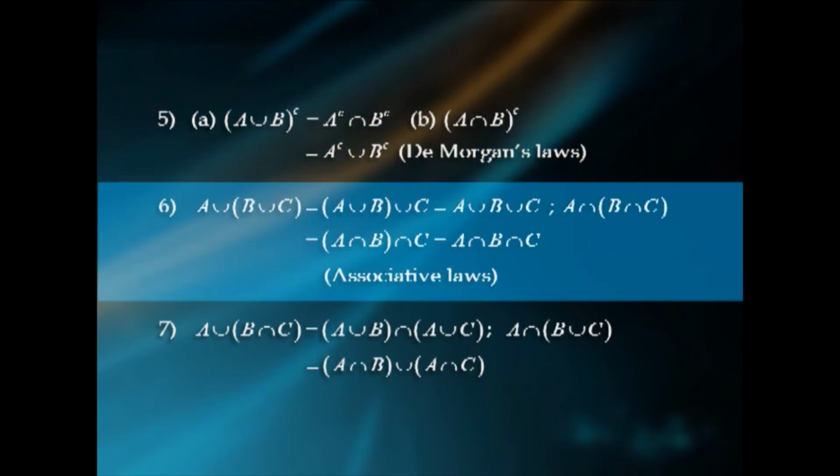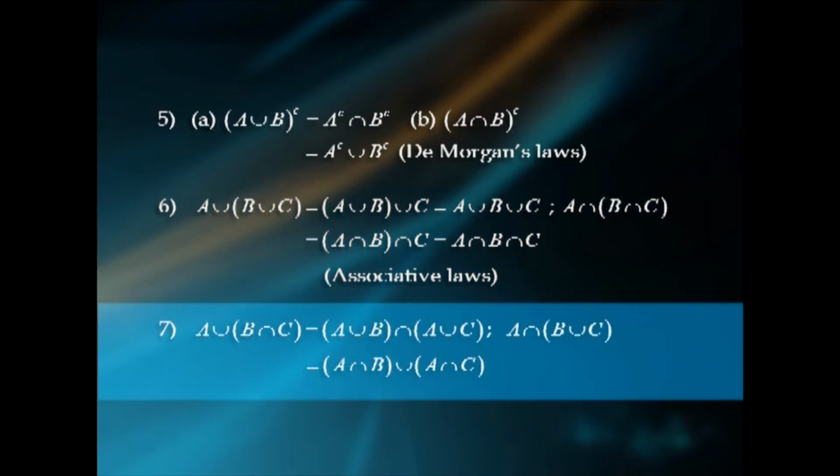A union (B union C) equal to (A union B) union C, that is equal to A union B union C, and A intersection (B intersection C) equal to (A intersection B) intersection C, that is equal to A intersection B intersection C, called associative laws. A union (B intersection C) equal to (A union B) intersection (A union C). A intersection (B union C) equal to (A intersection B) union (A intersection C), called distributive laws.